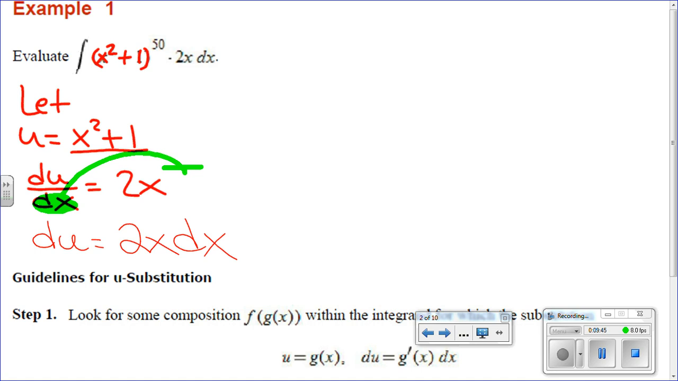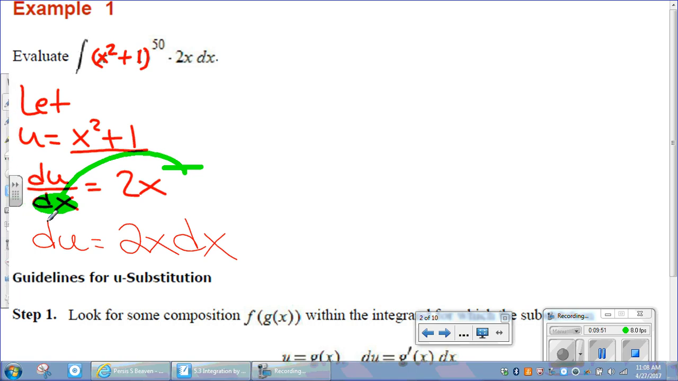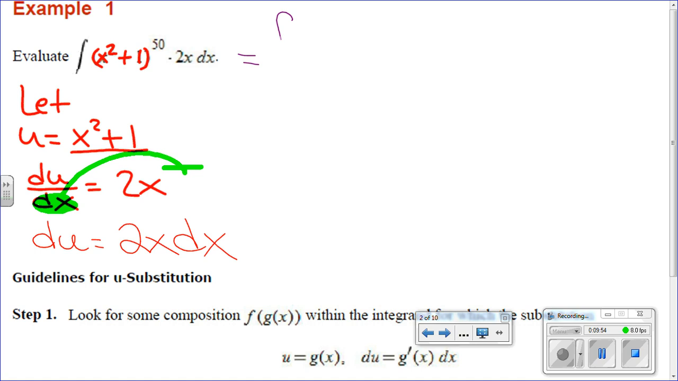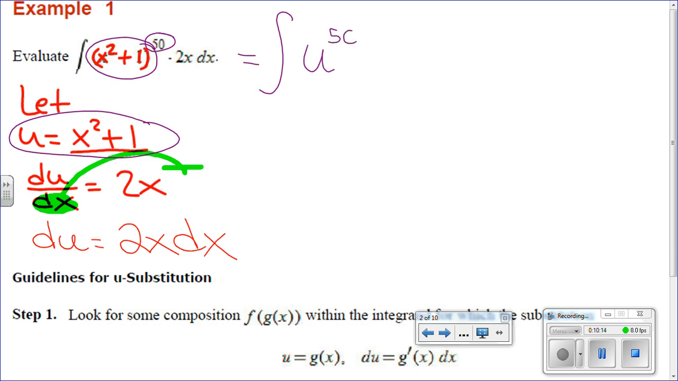Okay, so then from there, what I'm going to do is now substitute. So we will take the integral, and then instead of all this stuff in red, we're just going to say the integral of u, because that x squared plus 1 is u. But then we have to use this exponent, 50 to the power 50. And then what else is here? 2x dx. Where are we going to get that from? Du. It's right here. So we substitute with du right here.